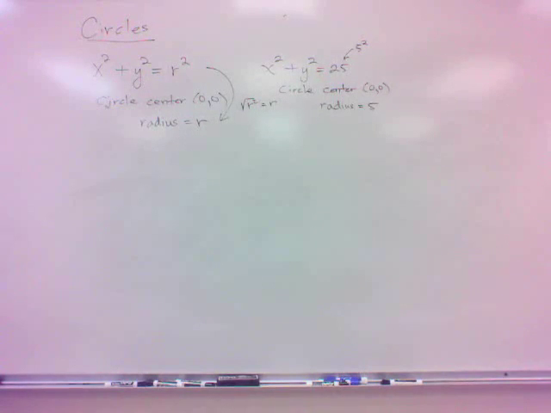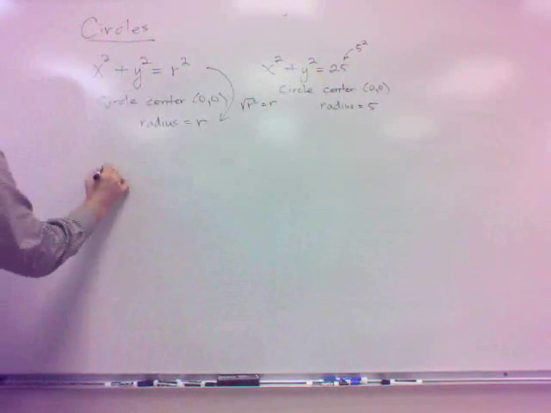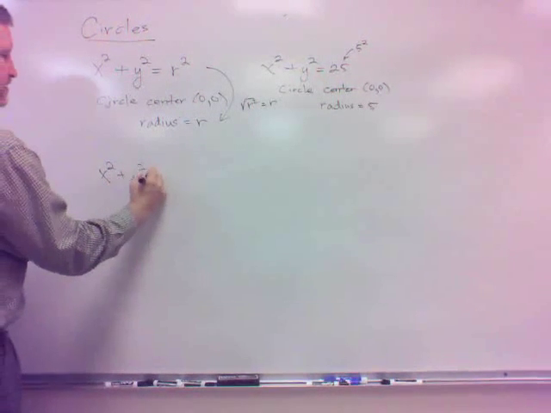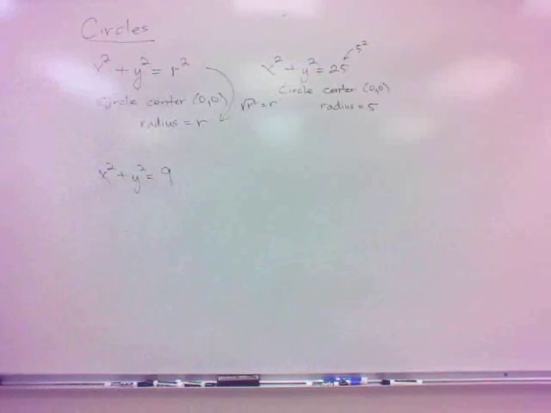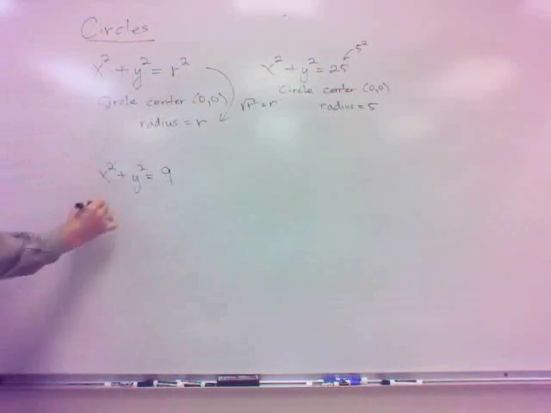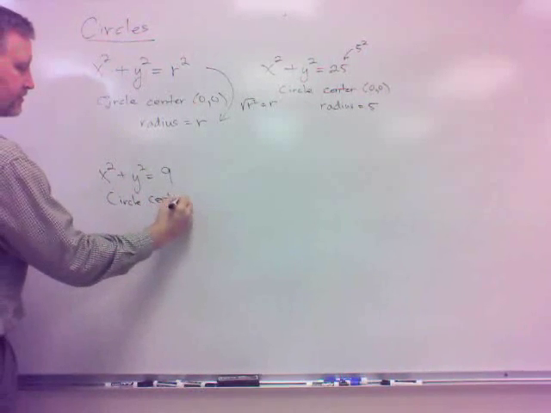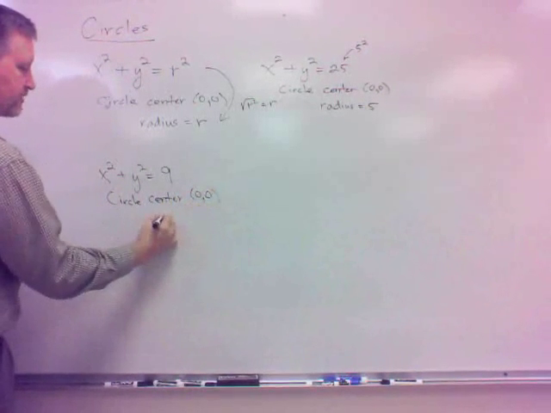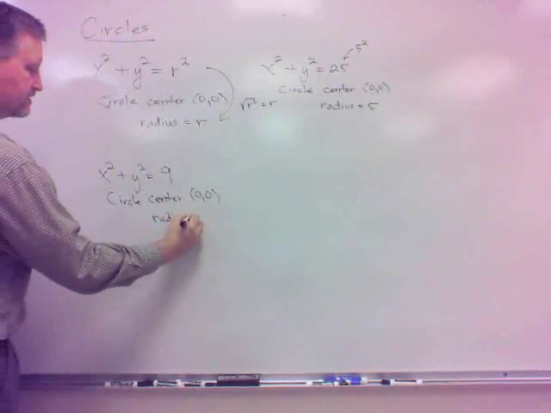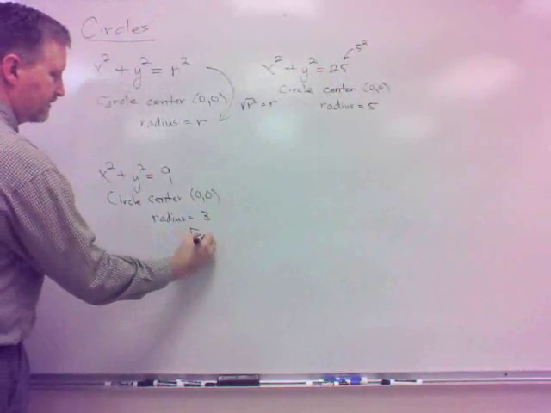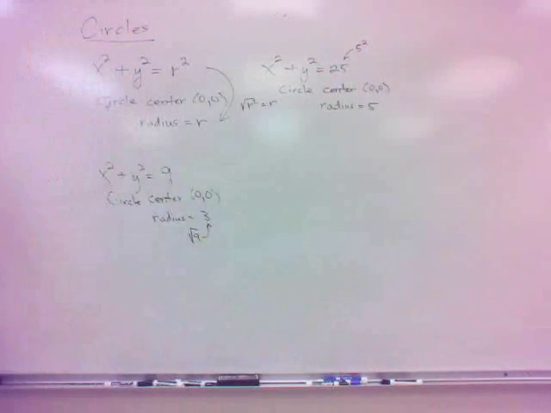Whatever this number is, square root it, and you've got your radius. Easy as that. Okay? So when I have x squared plus y squared equals 9, what do you got? You've got a circle centered at 0, 0. Radius, what's the radius on this one? The radius would be 3, the square root of 9. Square root of that number.